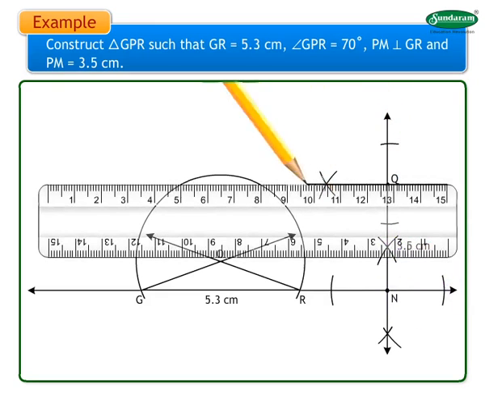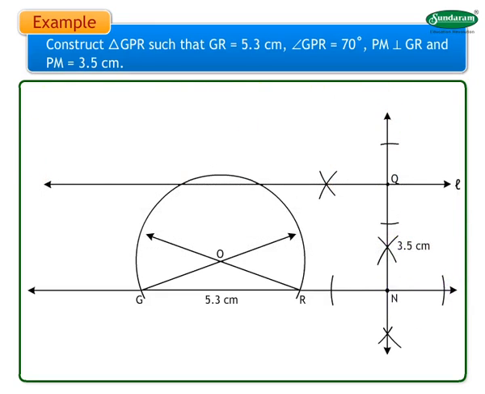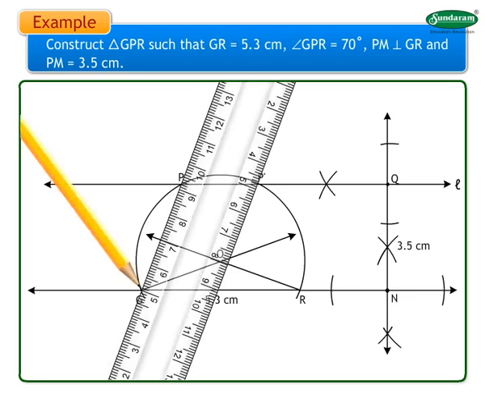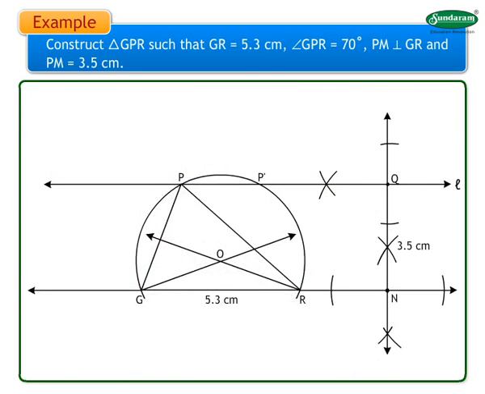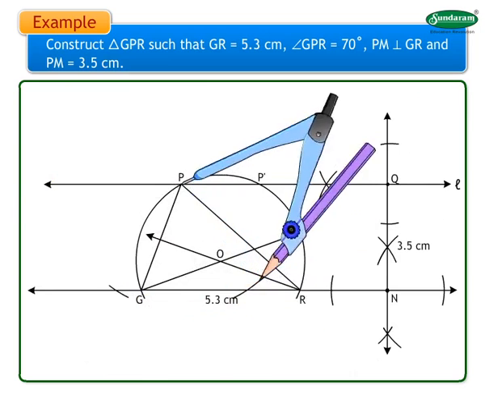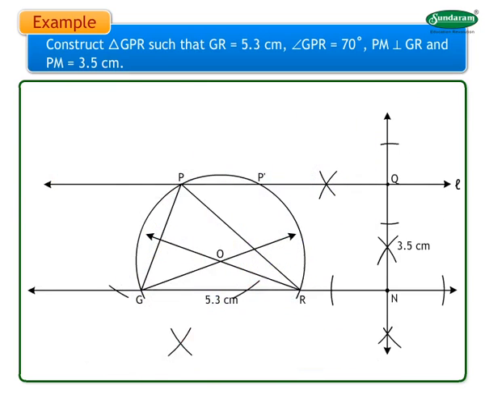Thus, line L intersects the given arc in 2 points. Call them P and P dash. Now join GP and PR. Draw PM perpendicular to segment GR. Thus, triangle GPR is the required triangle.